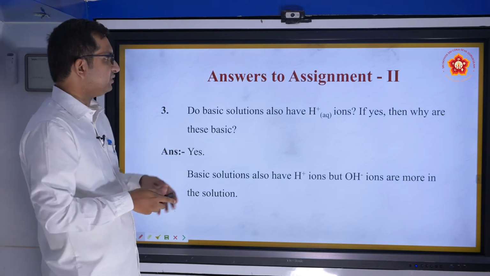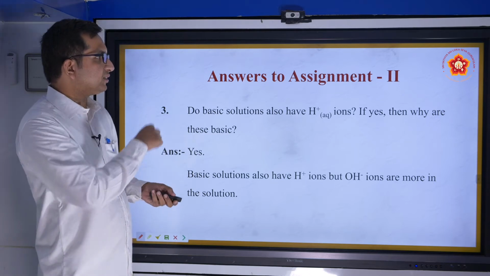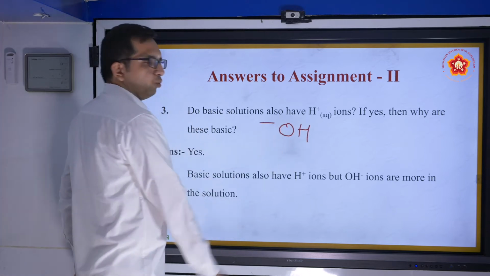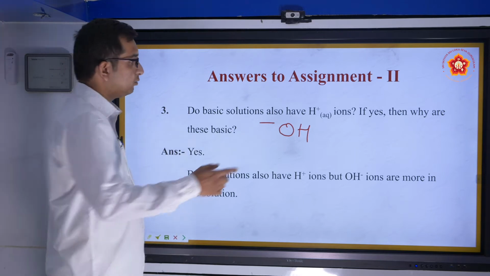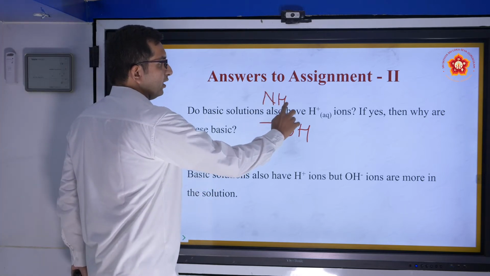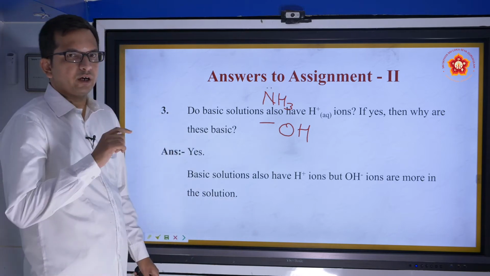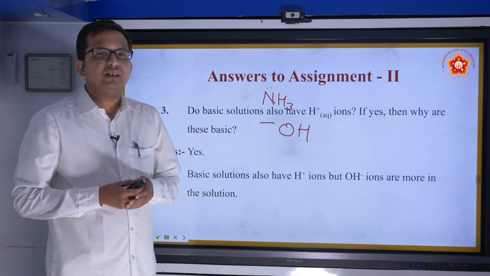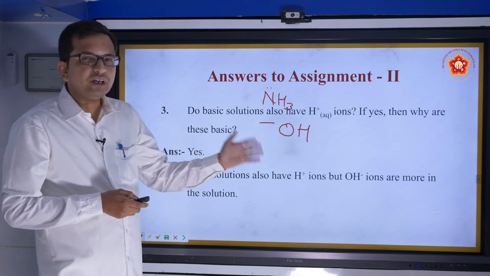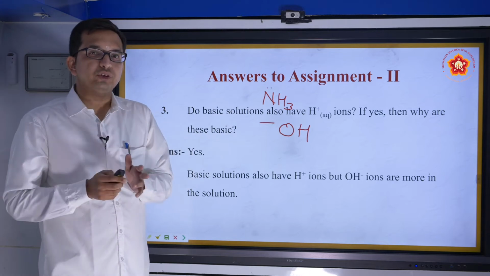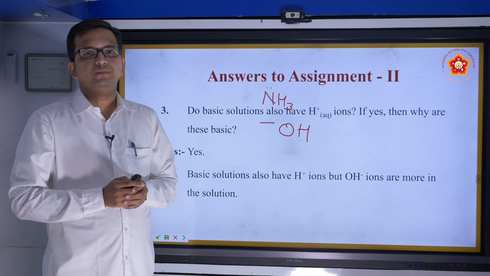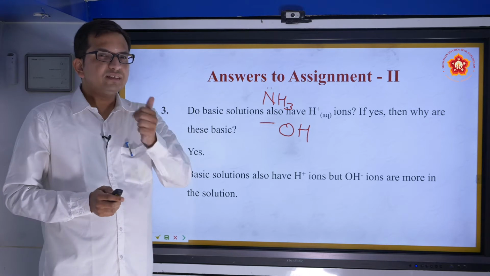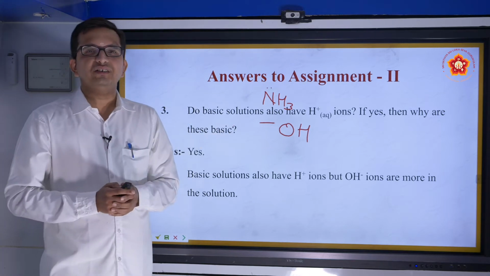Then the third question: do basic solutions have H plus ions? If yes, then why are they basic? Generally we have studied that basic compounds are those which have OH minus ions. But take an example like ammonia, NH3. Actually this ammonia, not ammonium hydroxide, can produce H plus ions. But we consider it basic because OH minus production will be large, or to say the basic nature of these compounds will be large. So no doubt some amount of H plus ions may be given by these compounds, but excessive basic nature is shown by them.